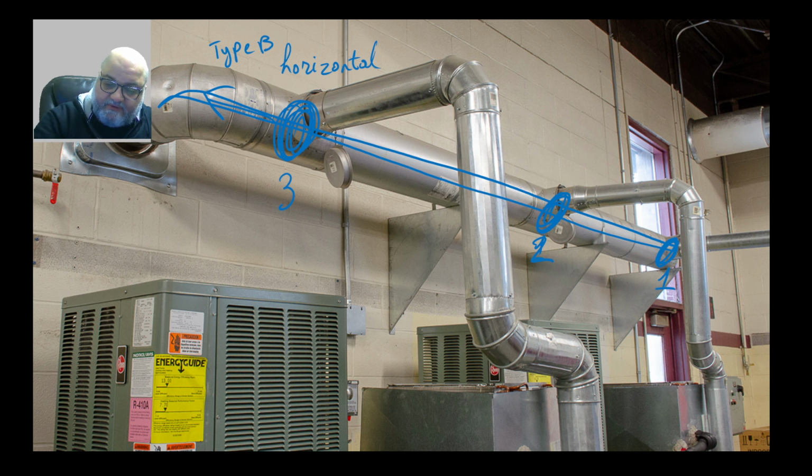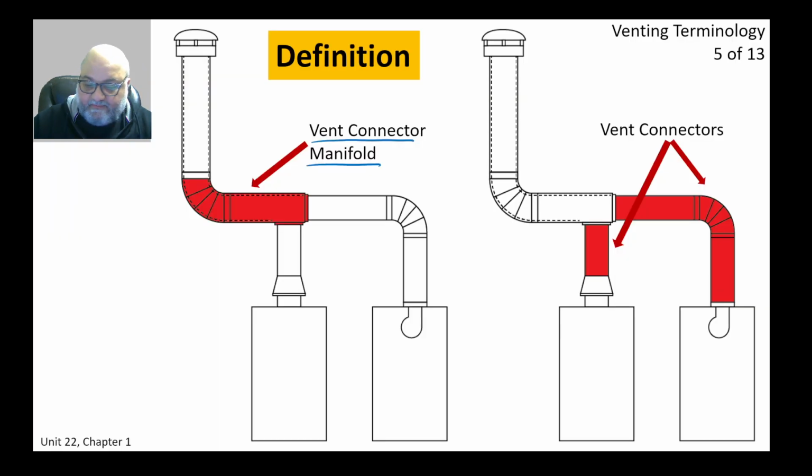And also notice how the vent connectors here are of type C, single wall vent connectors. All right, so always distinguish between the single wall vent connectors and the vent connector manifold when you see them in application. The codebook sometimes refers to the manifold as a manifold, but sometimes it refers to it as combined before entering the main vent.